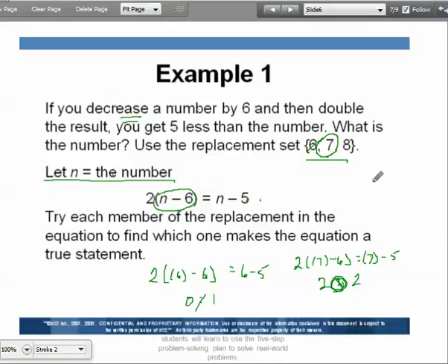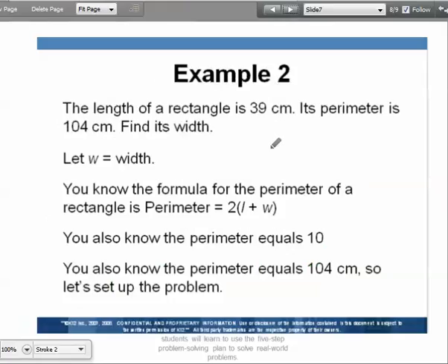Let's try it with 8. 2 times 8 minus 6, I forgot the parentheses there, is equal to 8 minus 5. Well, on this side, 8 minus 6 is 2. 2 times 2 is 4, is equal to 8 minus 5, which is 3. 4 is not equal to 3, so 8 is not in my solution set. My solution set here is simply going to be 7. So 7 would be my answer that I would give there.